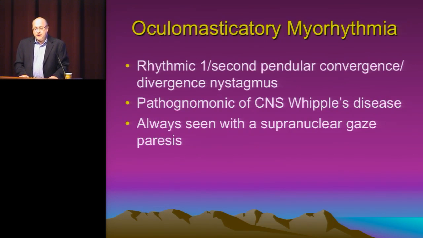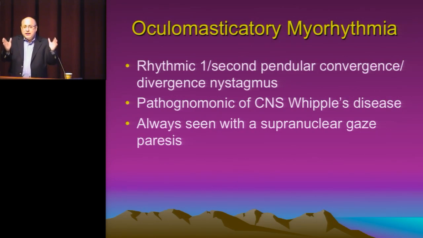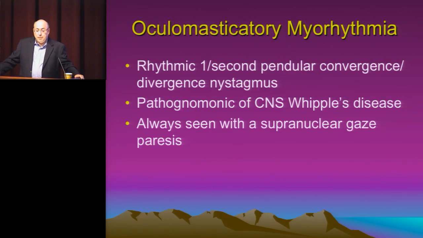So these people get a rhythmic 1 per second convergence and divergence nystagmus. So it goes in and out, 1 per second, like that. It's very subtle usually, so you don't see those big excursions. It's just a little bit. And when you see that, that's pathognomonic for Whipple's disease. There's nothing else on your differential that's going to have that answer. I mean, it's the only thing that causes that. But it's always seen with a supranuclear gaze paresis. So they don't just have this convergence, divergence. They can't look up, down, or sideways unless you do the vestibulo-ocular reflex.